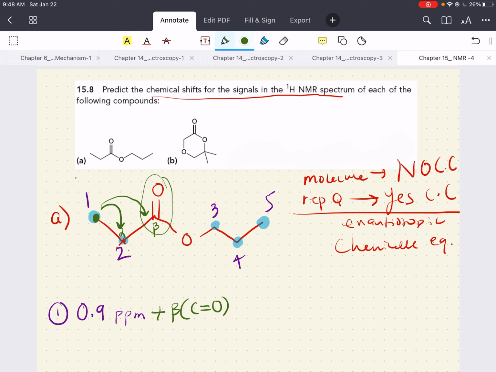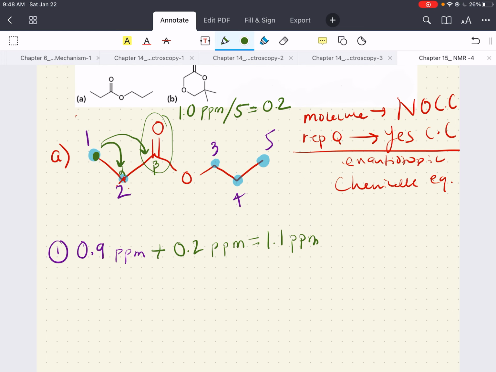Because it's in the beta position, it's going to be 1/5 of the normal effect. Carbonyls cause a 1 ppm shift. It's in the beta position, so it's going to be 1/5 of that, so that's 0.2. What we're going to add to the 0.9 is 0.2 ppm, and that's going to give us a total of 1.1 ppm. This methyl group's signal is going to show up at 1.1 ppm on our NMR. Fantastic.